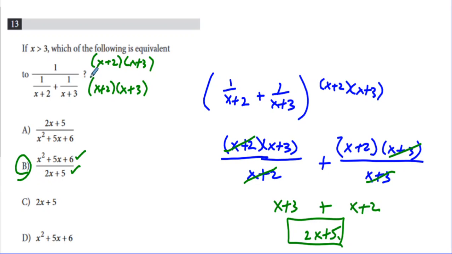So I'm multiplying, basically, to summarize this problem, I'm multiplying the denominator by both of these terms to cancel them out. But because I multiplied the bottom by both of these terms, I have to multiply the top as well. So that's how I got that answer.